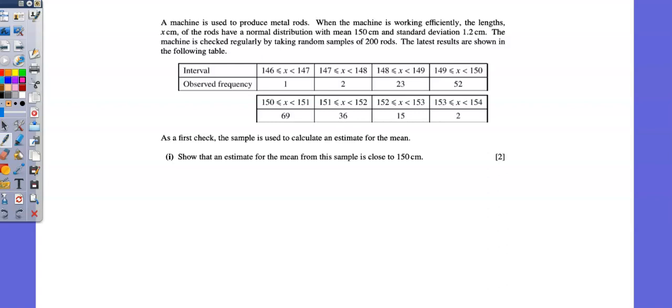This is 9231 Further Probability and Statistics. Topic 3, chi-squared tests. November 18, 2021 paper. Question 11b. A machine is used to produce metal rods.